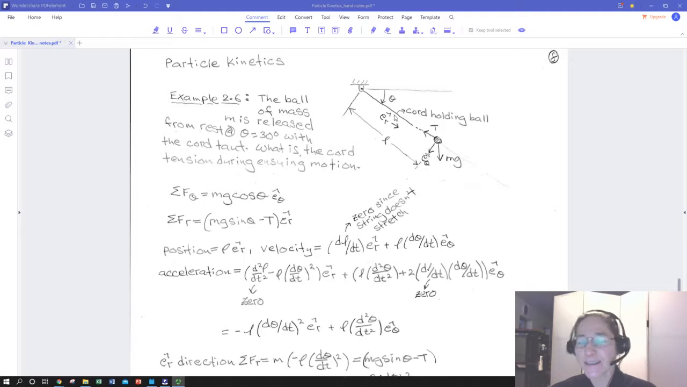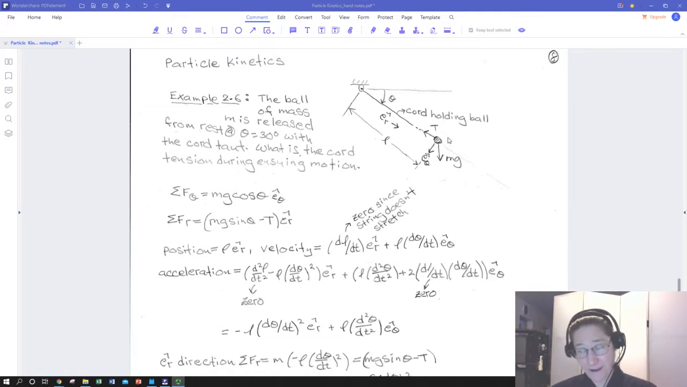So not surprisingly, I've picked a polar coordinate system. So I have my r unit vector here, e_r hat, going outward, and I have my e_theta increasing as we go clockwise. So there's my coordinate system. Tension is pointing directly in the radial direction.